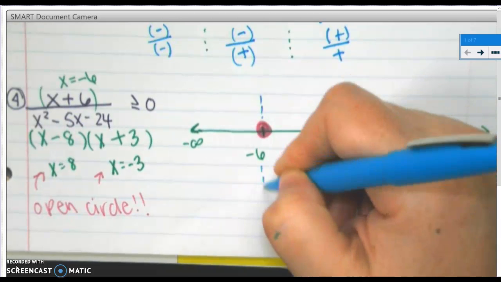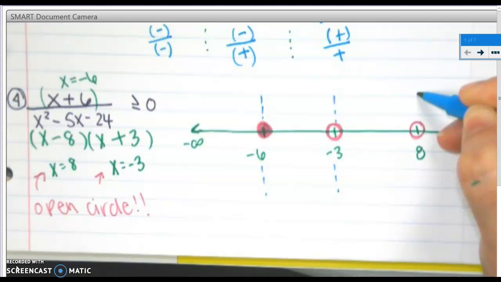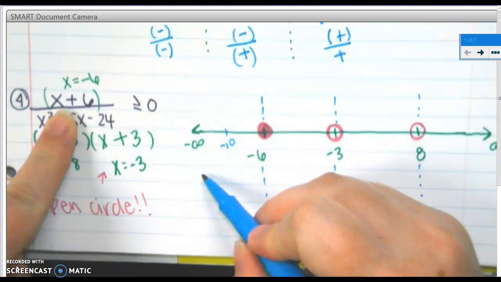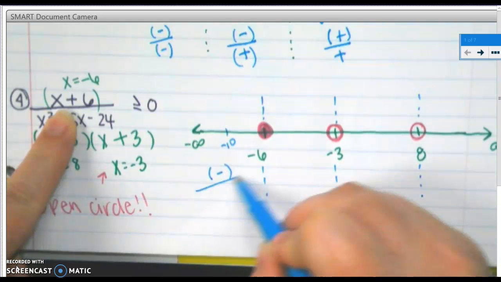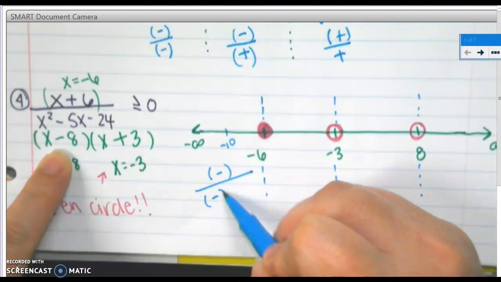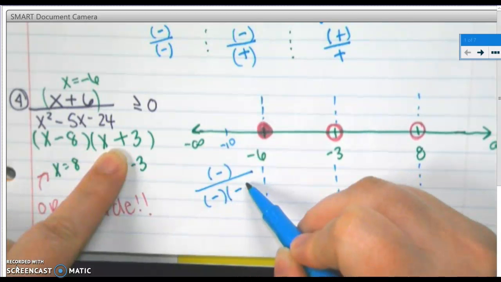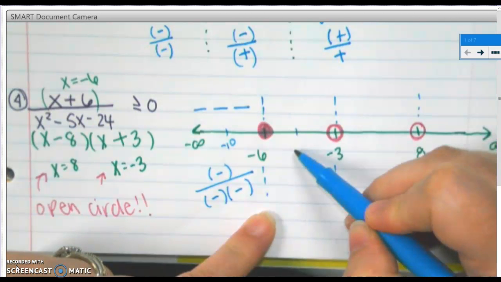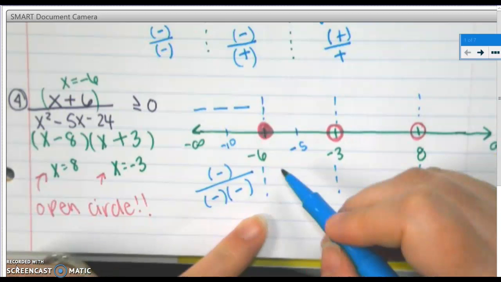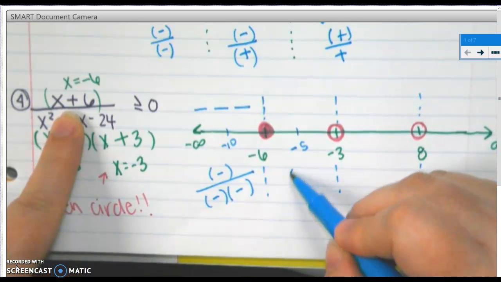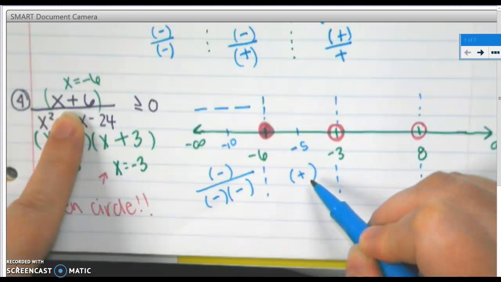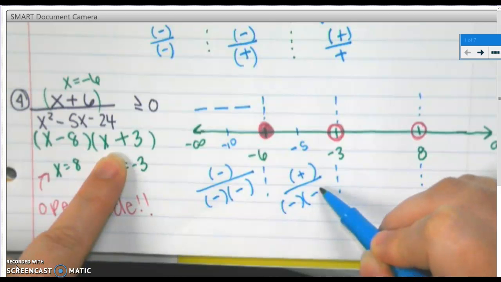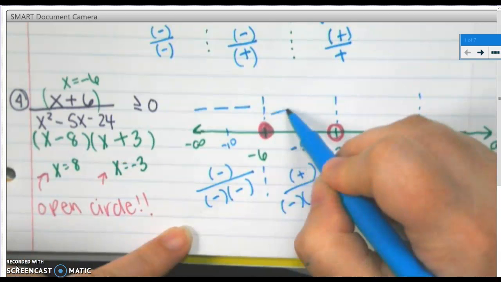All right, so I'm going to do the same thing. I'm going to pick negative 10. So negative 10 plus 6 would be negative. Negative 10 minus 8 would be negative. That would be negative. So that would be negative. And pick negative 5. So negative 5 plus 6 would be positive. Negative 5 minus 8, that would be negative. So that would come out to be positive.